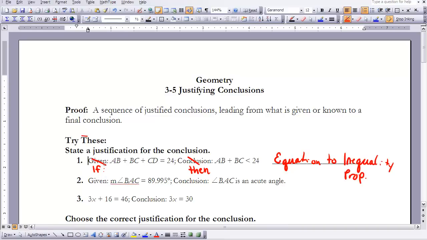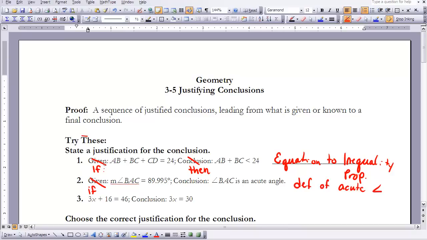Let's take a look at number 2. And I would like you to actually turn to your notes from 3-1, where we defined all the different types of angles. So I want you to think of the first part as the if statement. If I know that the measure of angle BAC is 99.995, so we know that it's less than 90, the conclusion I'm drawing is that angle BAC is an acute angle. And so if you stop the video and find your definition of all the angles, there is one particular type of angle that says the angle whose measure is greater than 0 and less than 90. And that happens to be an acute. So our justification for being able to draw that conclusion is definition of an acute angle.